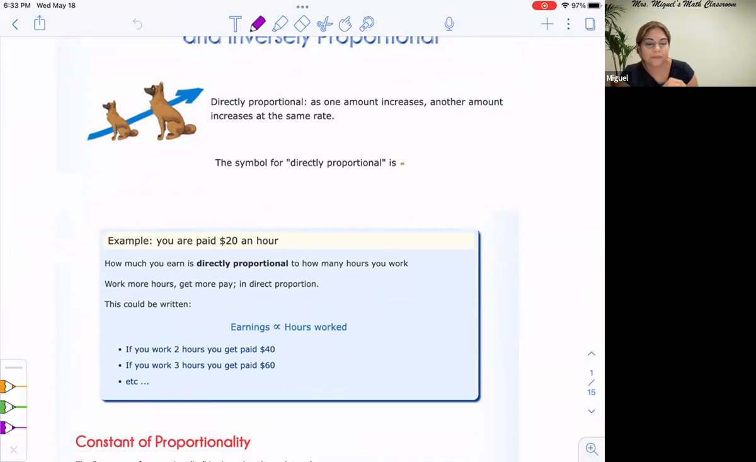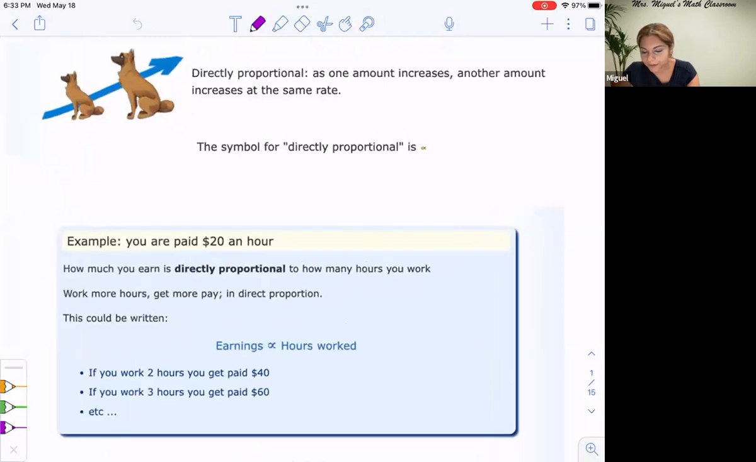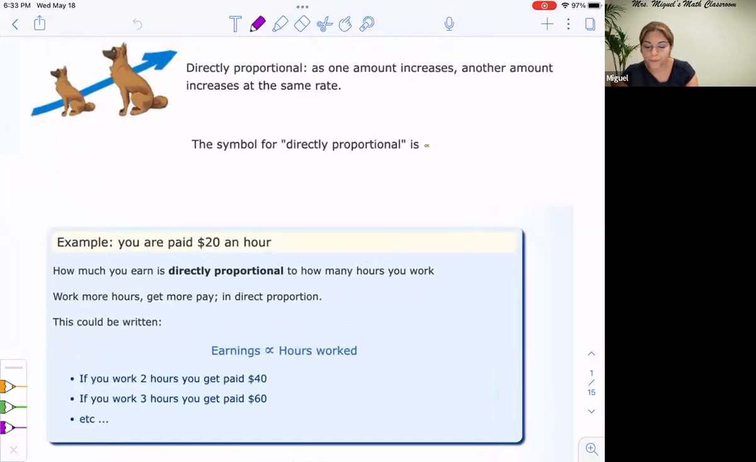directly proportional means as one amount increases, the other amount increases at the same rate. There is a symbol for directly proportional, and the symbol for directly proportional is like an X. So from the time you see the word directly proportional, this is the symbol that is associated with it. So let us see if we can get an understanding as to what directly proportional is.